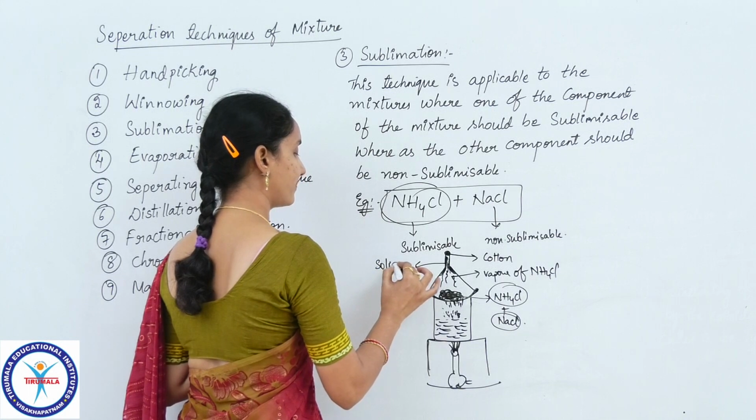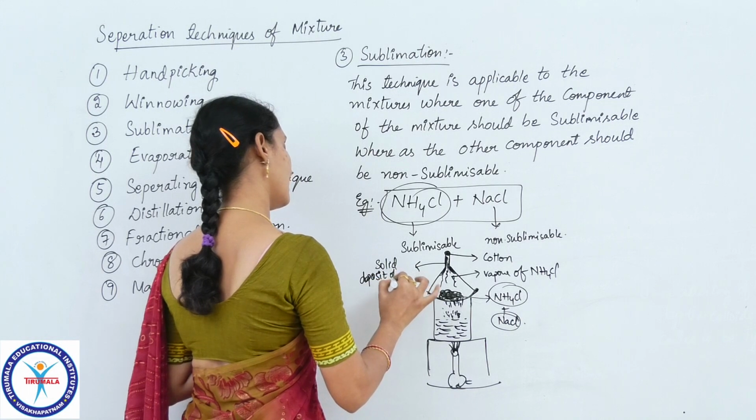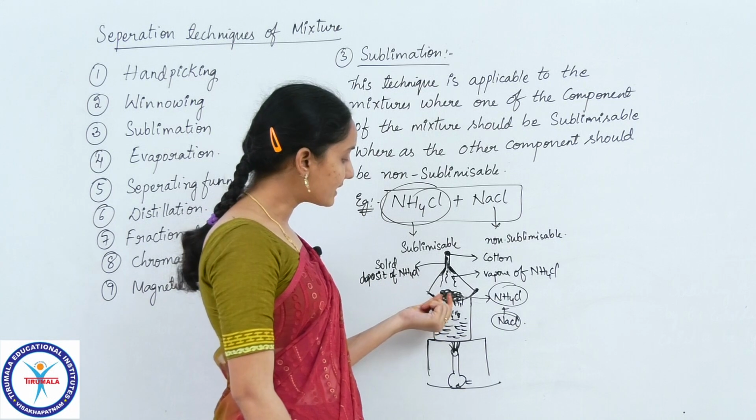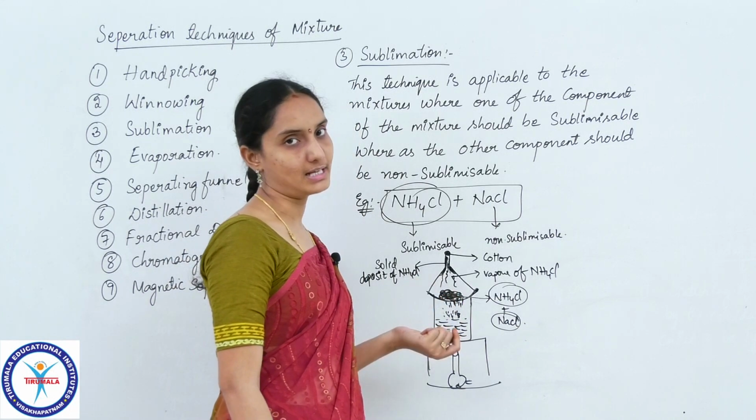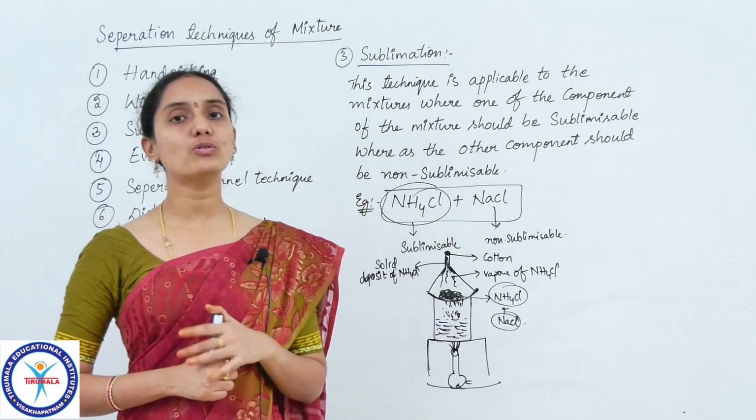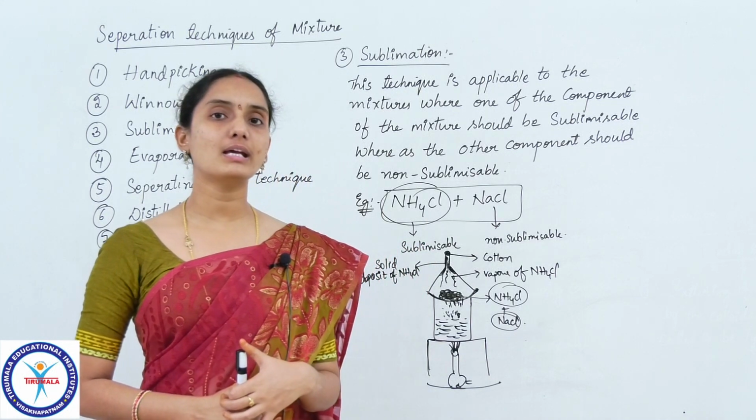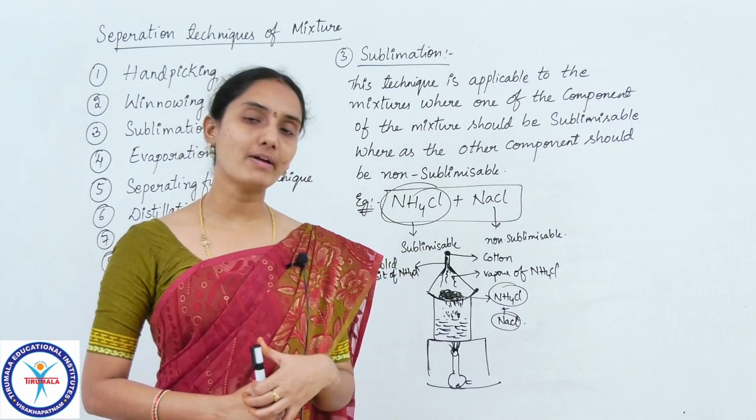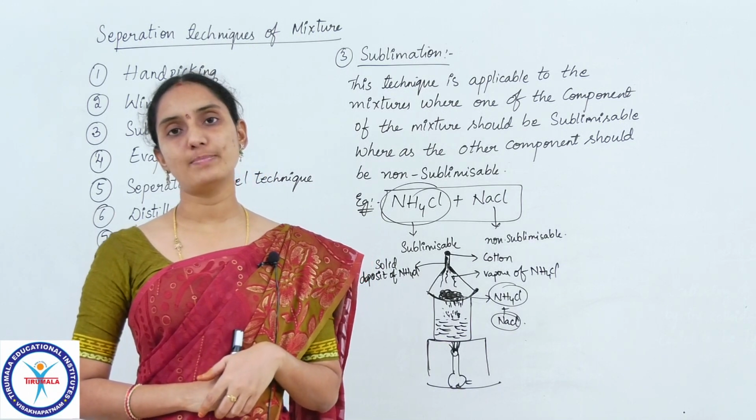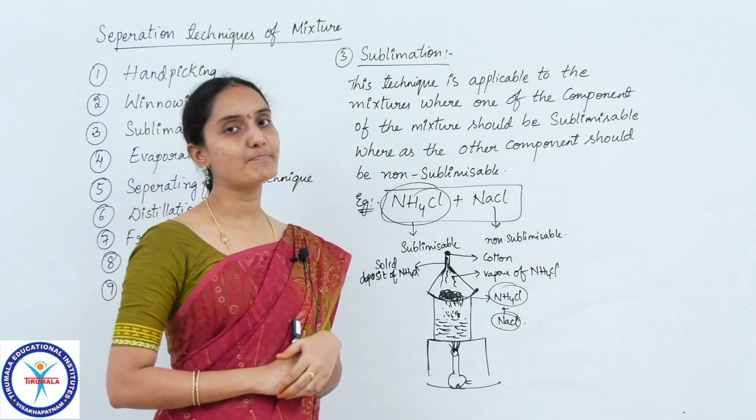So the solid deposit of NH4Cl is absorbed on the walls of the funnel. And what is left here in the watch glass? NaCl will be left over. So in such a manner, you can separate any two components contained in a mixture by using the sublimation technique, but that technique is applicable only when one of the components is sublimizable and the other component is non-sublimizable, children. So you can take this as an example and give it.